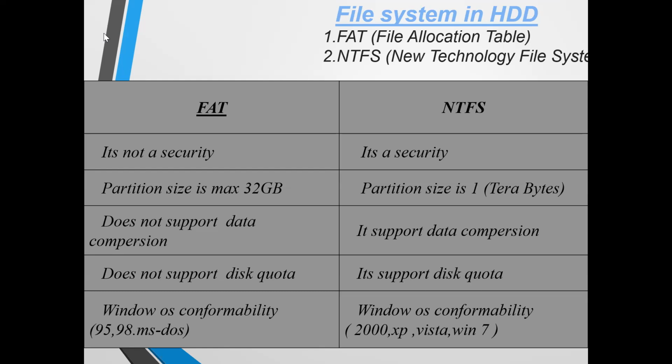FAT does not support data compression. You cannot compress the data on a flash drive. It is there and that is it. While NTFS allows us to compress its data.